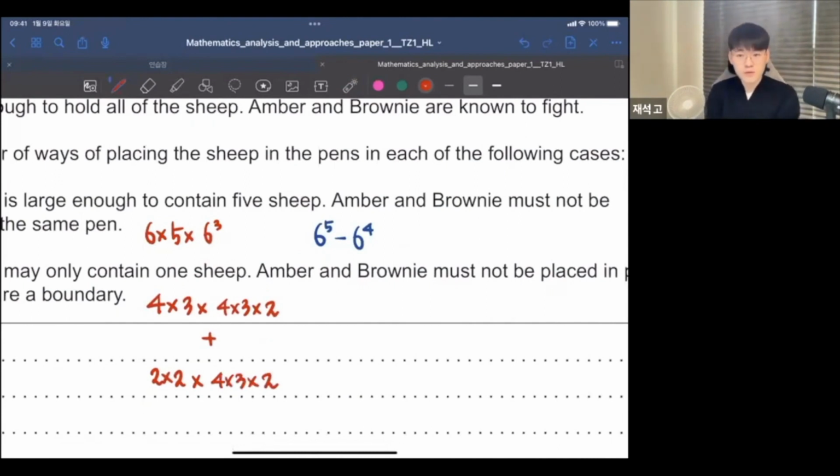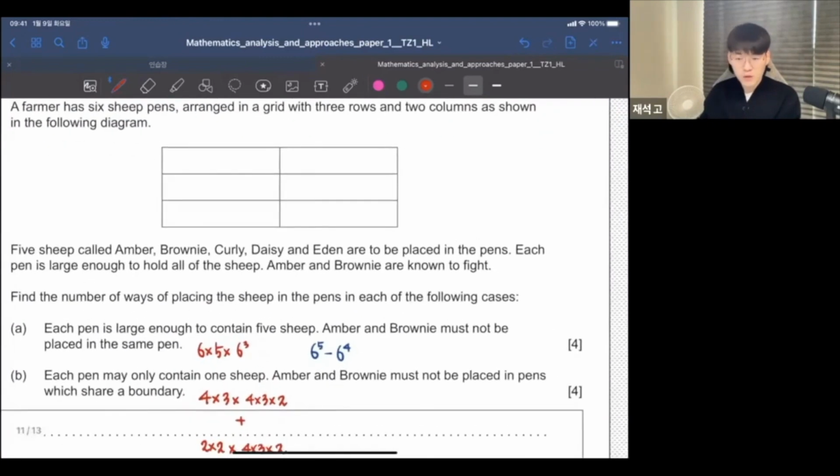I personally found this, right? I want to exclude this one from all the cases too. Of course, you can also find it like that. Let's exclude it from all the cases. Just whatever, whether Amber and Brownie share the boundary or not. Let's just count it for now.